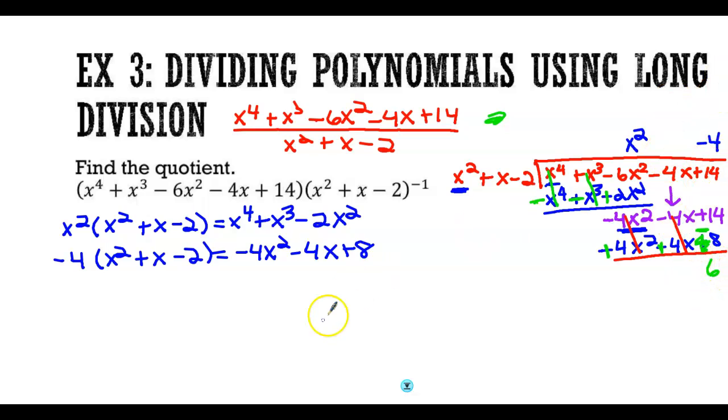So let's see what we have. We have x squared minus 4 from right up here. And from that first video, I mentioned to you, if you have a remainder, you put it over what you divided by. So 6 over x squared plus x minus 2.